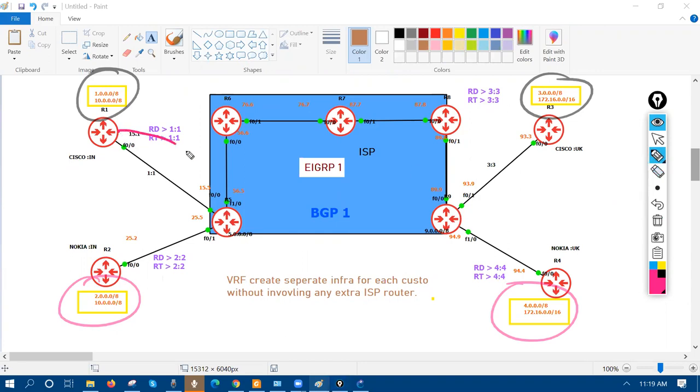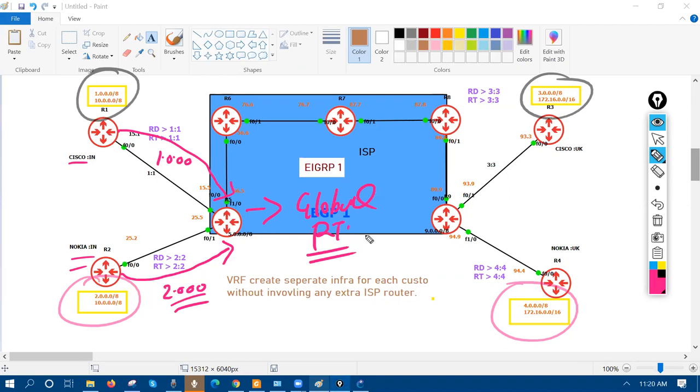If R1 sends this information, 100.0.0.0, to R5, and R2 sends this information, 2.0.0.0, to R5. This route belongs to Nokia, and this route belongs to Cisco, right? What will R5 do? R5 will receive these routes into the global routing table, so this information will be mixed. Because the routes come into the global routing table, it will send them on to R6, R7, R8, and R9.